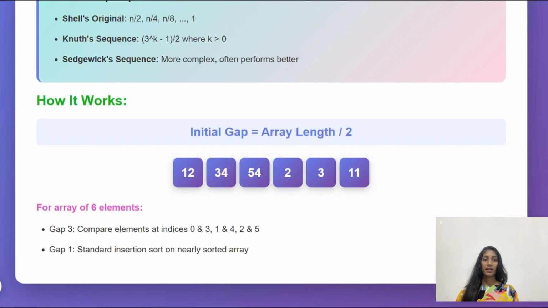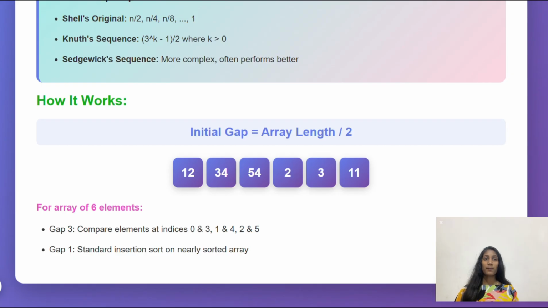After this first pass, notice that the far-apart elements are corrected first. Elements have moved closer to their final positions. Even so, the array is not completely sorted yet. This is why shell sort is faster than simple insertion sort on larger datasets.